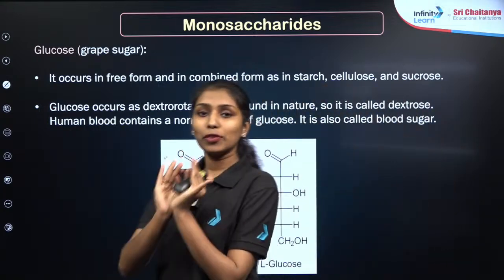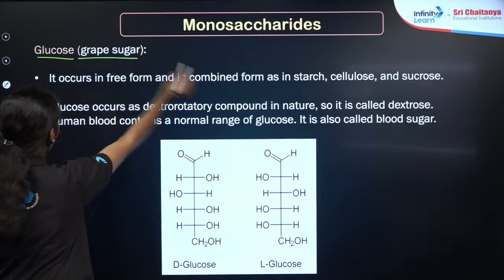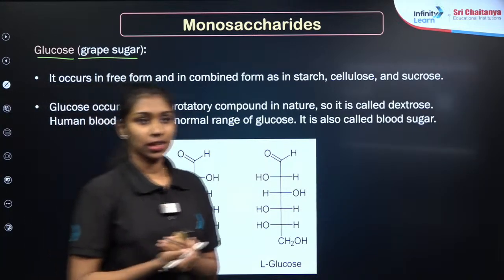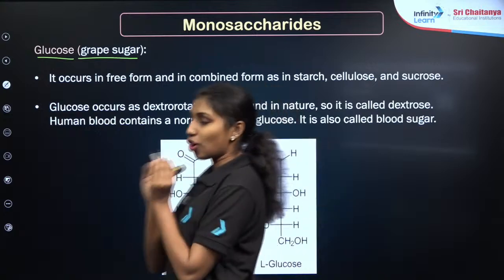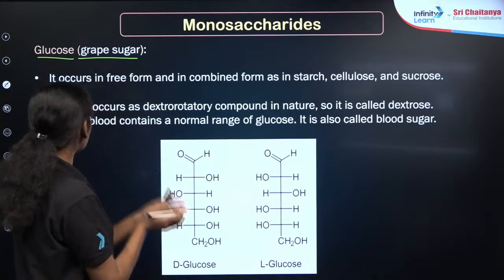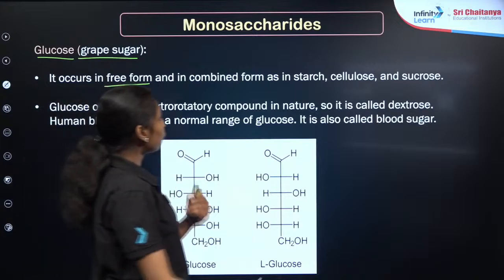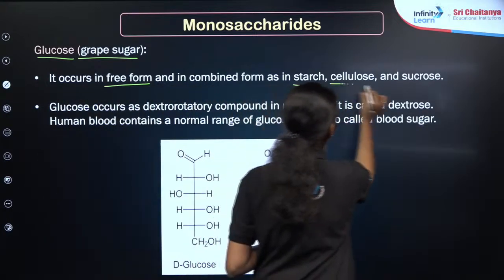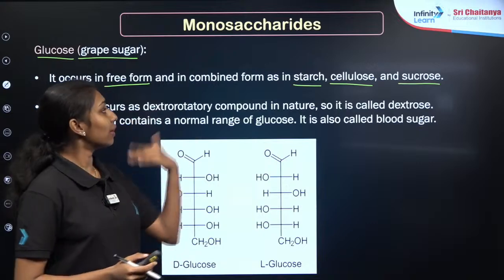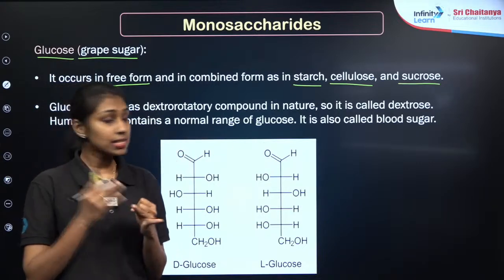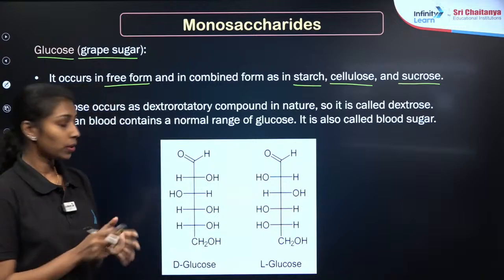Okay. Now we will be moving to the detail about glucose, right? As we already know, what do you mean by glucose? It's about grape sugar. The normal name is grape sugar. It occurs in the free form and combined form, as in starch, cellulose and sucrose. In general it occurs in the free form, but whenever it is contained in starch, cellulose or sucrose, it occurs as a combined form, right?